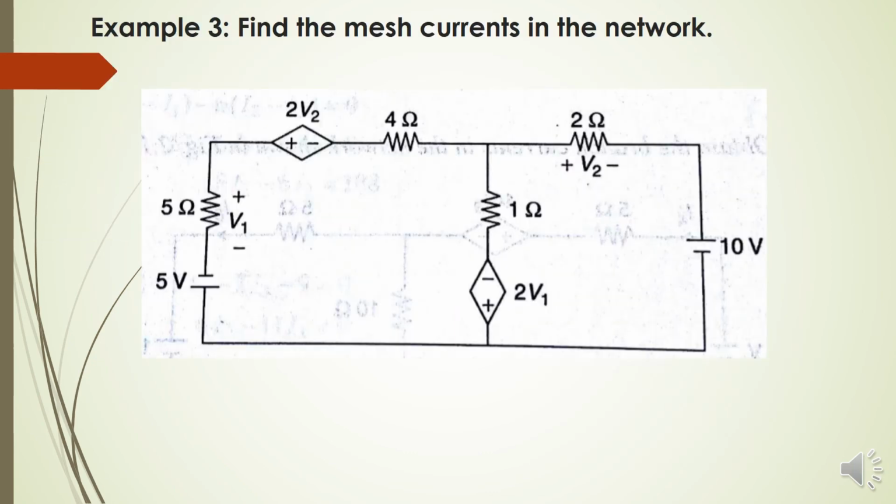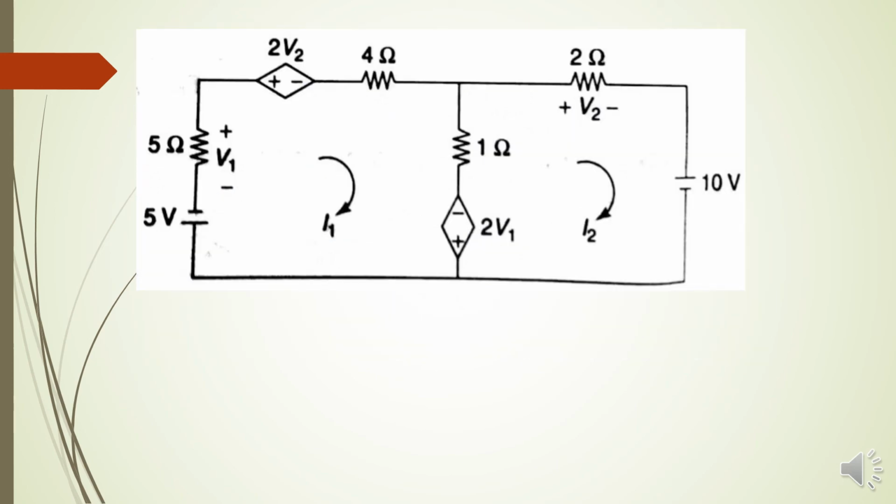Next numerical. Again find the mesh currents in the network shown. Again there are two dependent sources. They are voltage sources and now the value depends on the voltage only. So these are called voltage dependent voltage sources. The first voltage dependent voltage source is 2V2, where V2 is located in the other mesh. So before solving the numerical, assume the mesh currents first. In mesh 1, I am assuming that the current I1 is flowing and in mesh 2, current I2 is flowing.